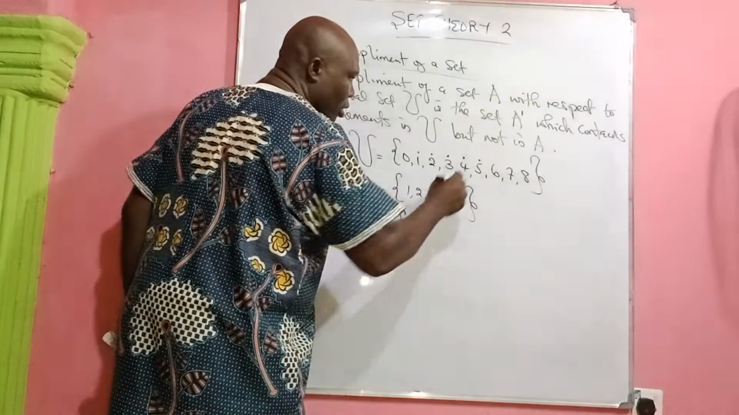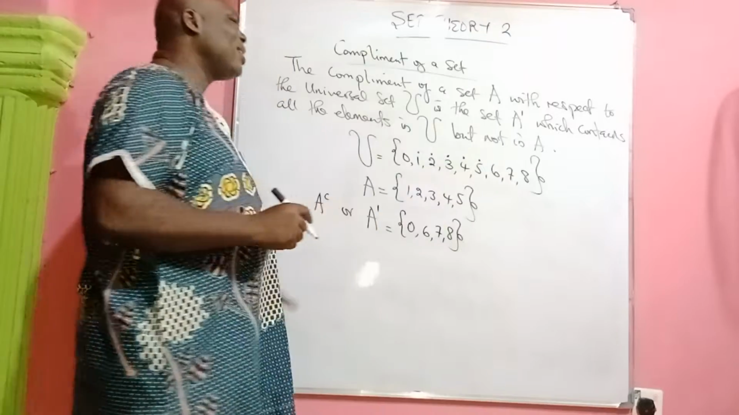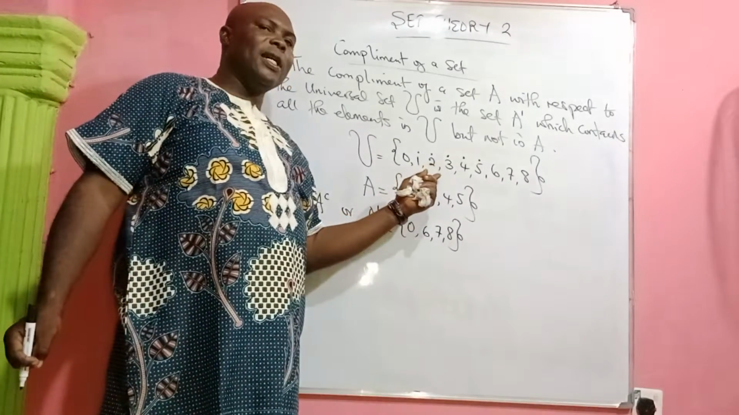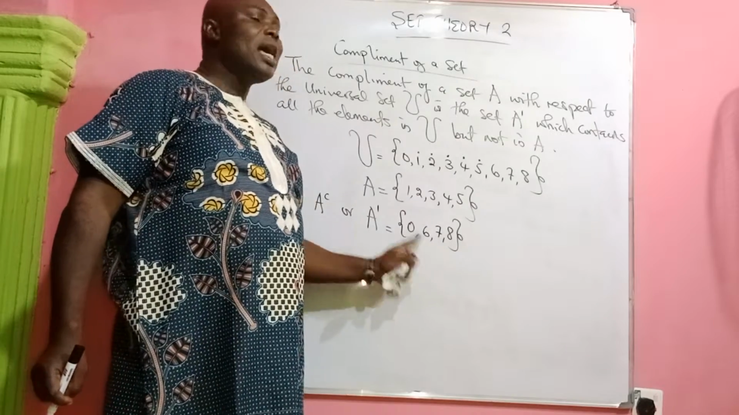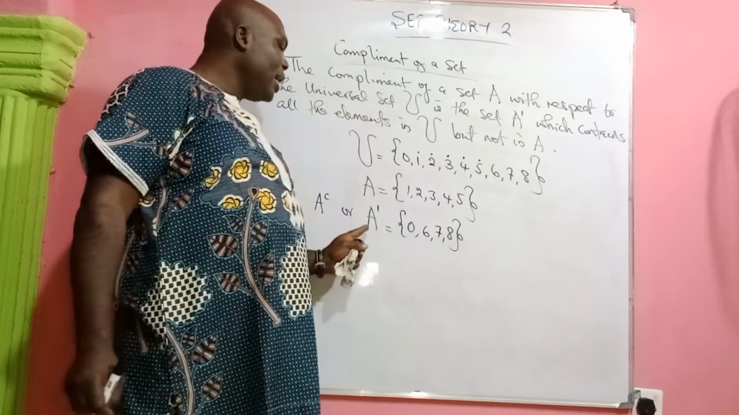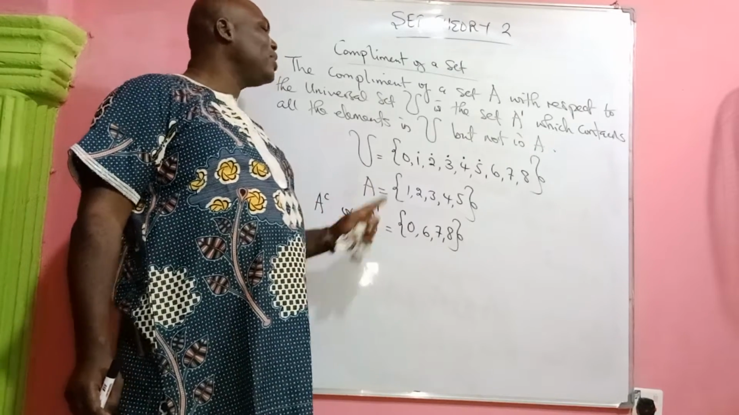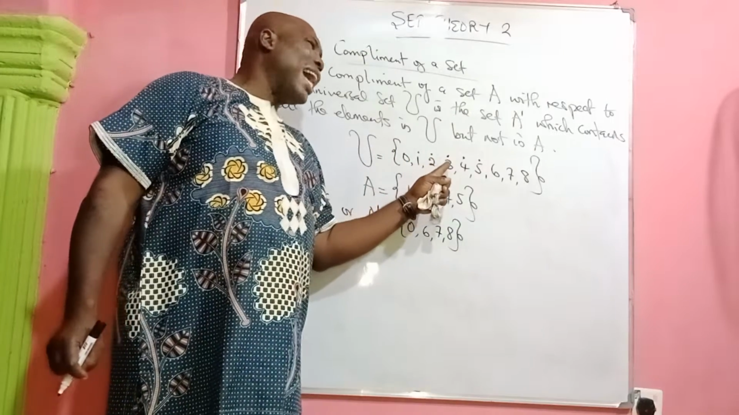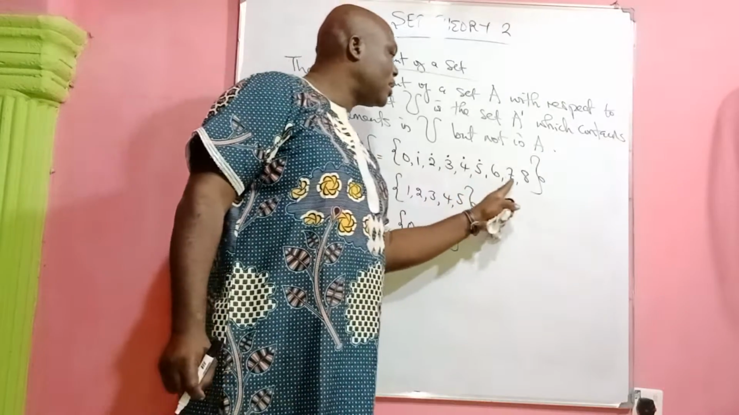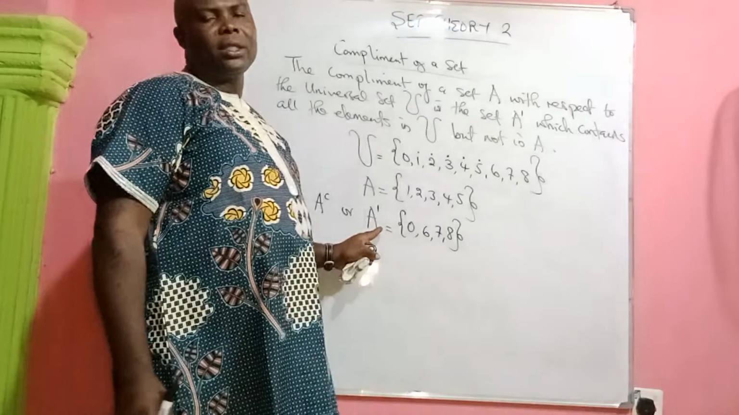0, 6, 7, and 8. So the elements that are left in the universal set, when you take out the set A from the universal set, are what we call the complement of A. That's why we say the complement of a set A with respect to the universal set is a set of elements A raised to power 1, which contains all the elements you see in the universal set but cannot see in A. So the elements I see in the universal set, 0, 6, 7, 8, and cannot see in set A, denote the complement of that set.